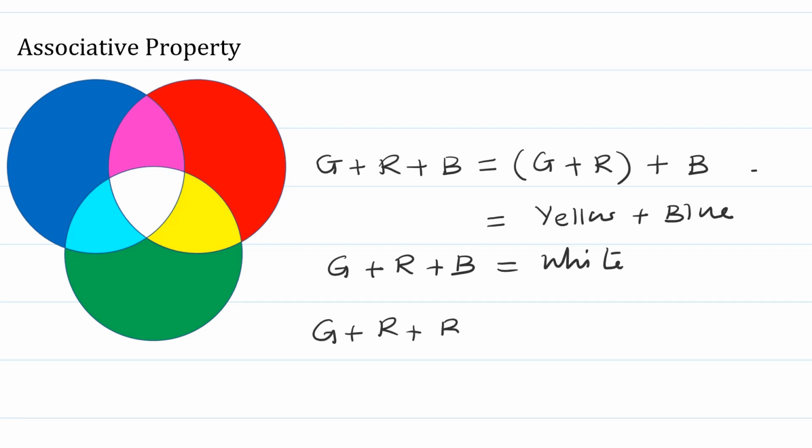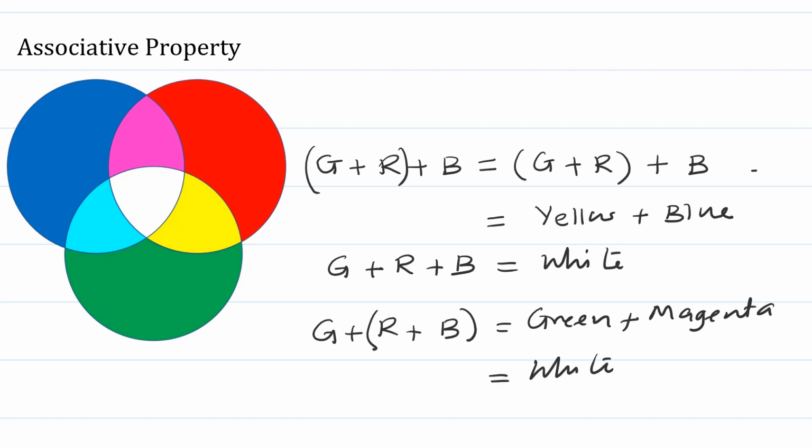But if we add red and blue first, then we get combination of red and blue is magenta. Green plus magenta is white. So final result is same. Add green and red first or add red and blue first.